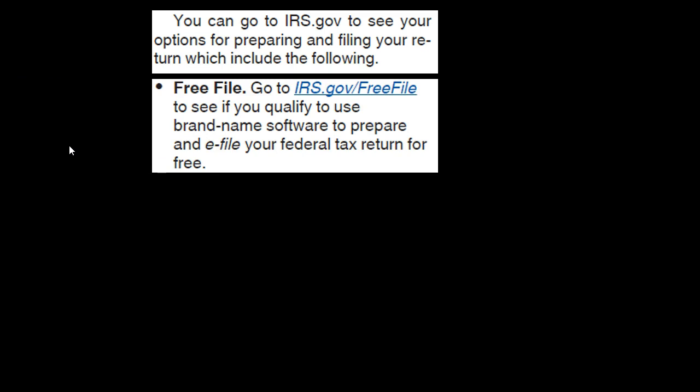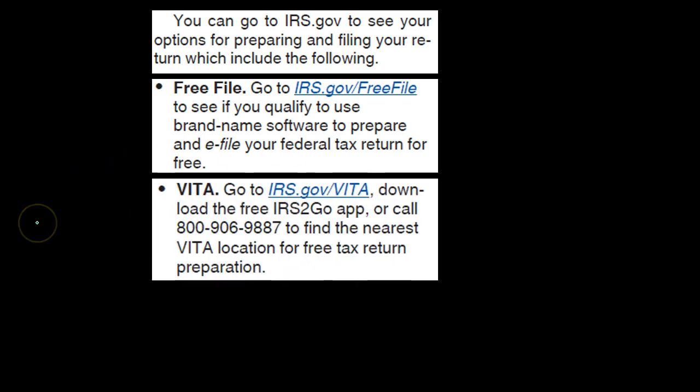Back to the text. Free File. Go to irs.gov/freefile to see if you qualify to use brand name software to prepare and e-file your federal tax return for free. So again, another option. I don't have a lot of experience with it, but it might be worth looking into. So check that out, irs.gov website.